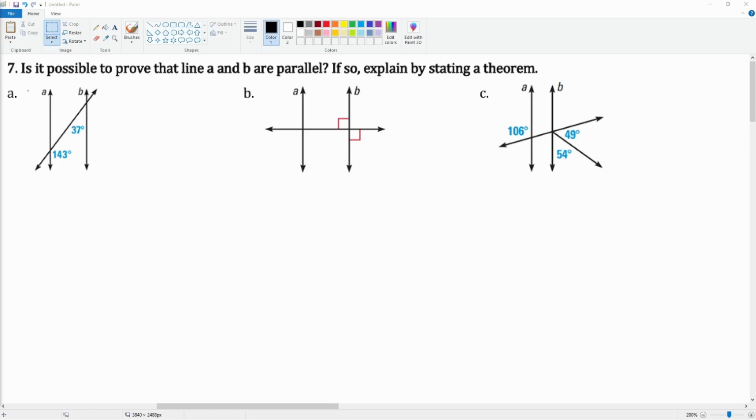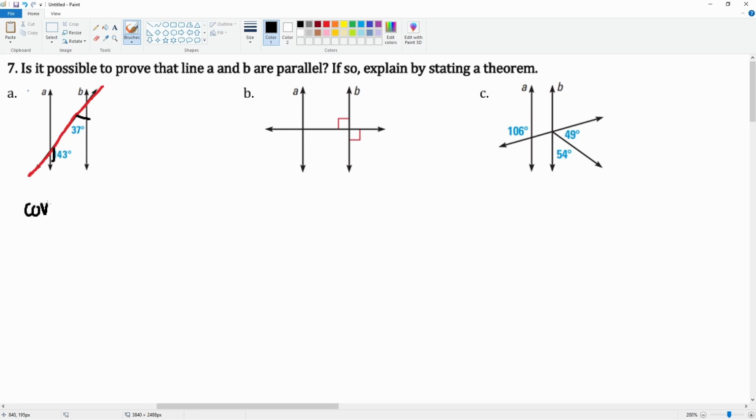Okay, here's the first part of 7. We're going to determine if there's enough information to see if A and B are parallel. So this is the transversal that cuts through those two parallel ones. And these look like they are consecutive interior.